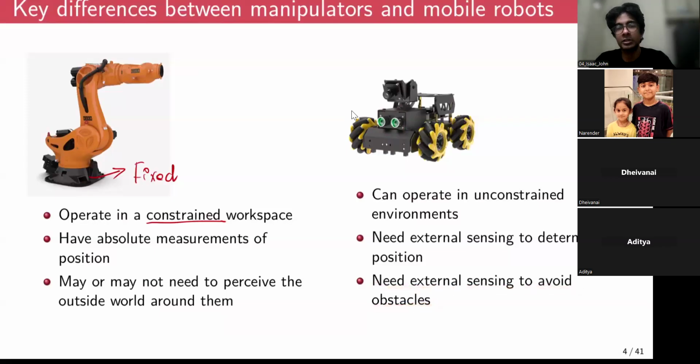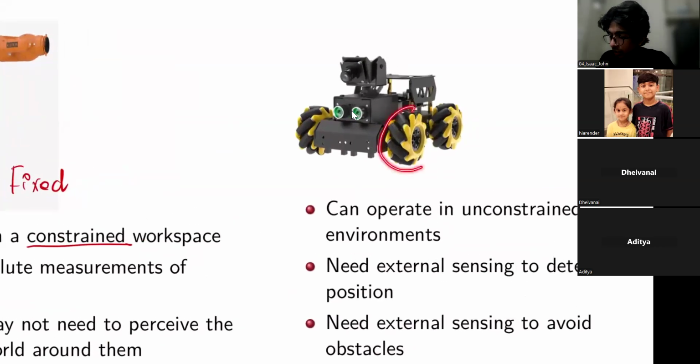And it also needs sensing to avoid obstacles. Apart from detecting its own position, it also needs external sensors to avoid collision with obstacles. So those are the key differences between robot manipulators and mobile robots. And notice how the wheels of this mobile robot look. It looks sort of unconventional, right? It has a cylindrical shape on the inner periphery, but on the outer periphery of the wheels, it has these inclined barrels, inclined rollers, like so.